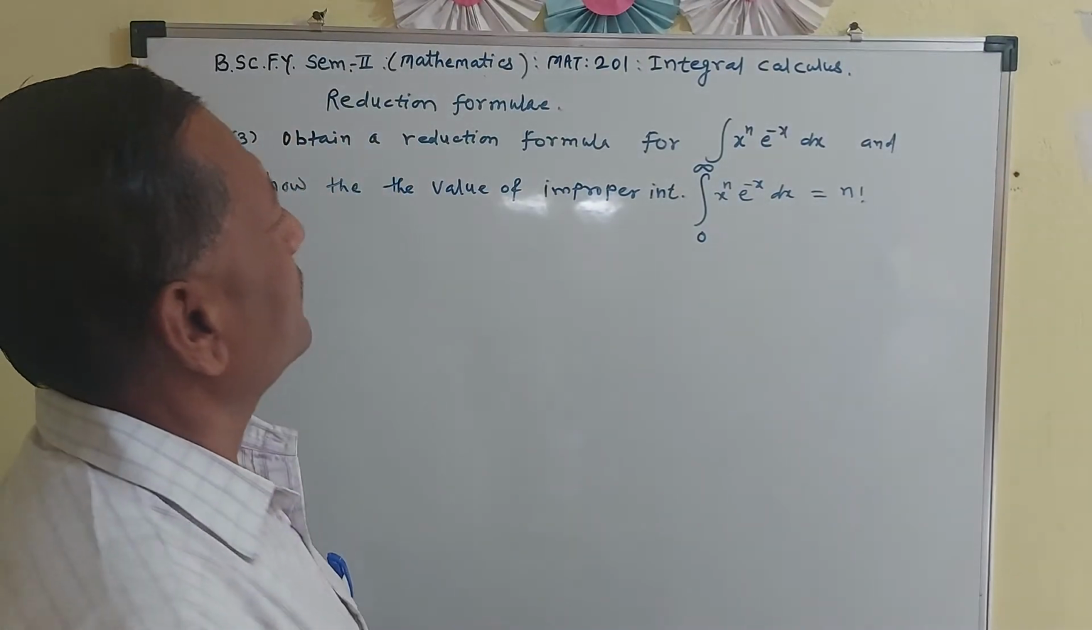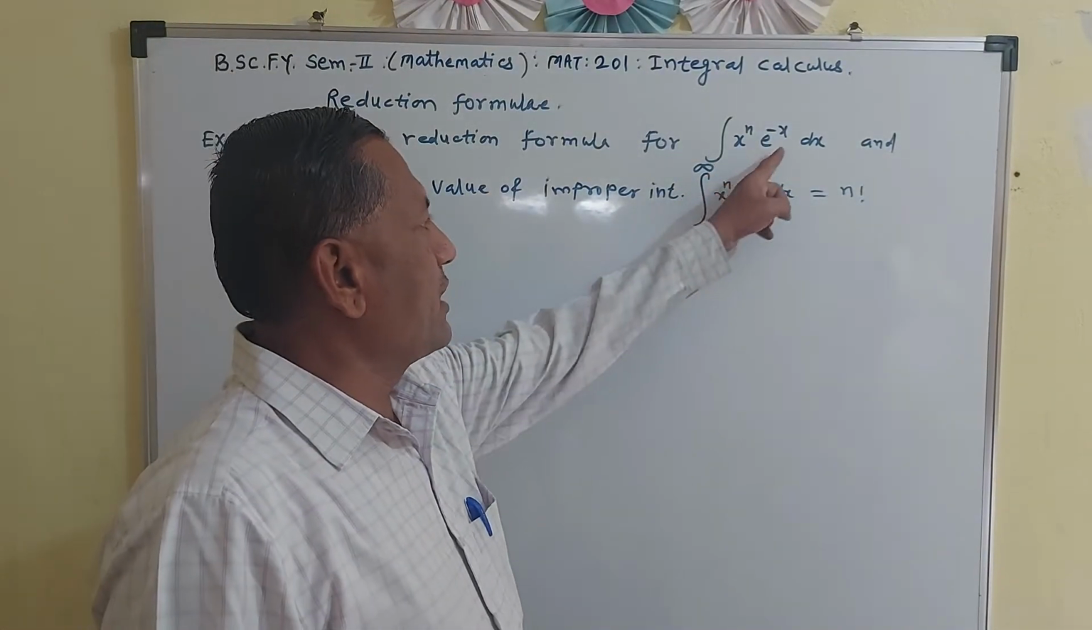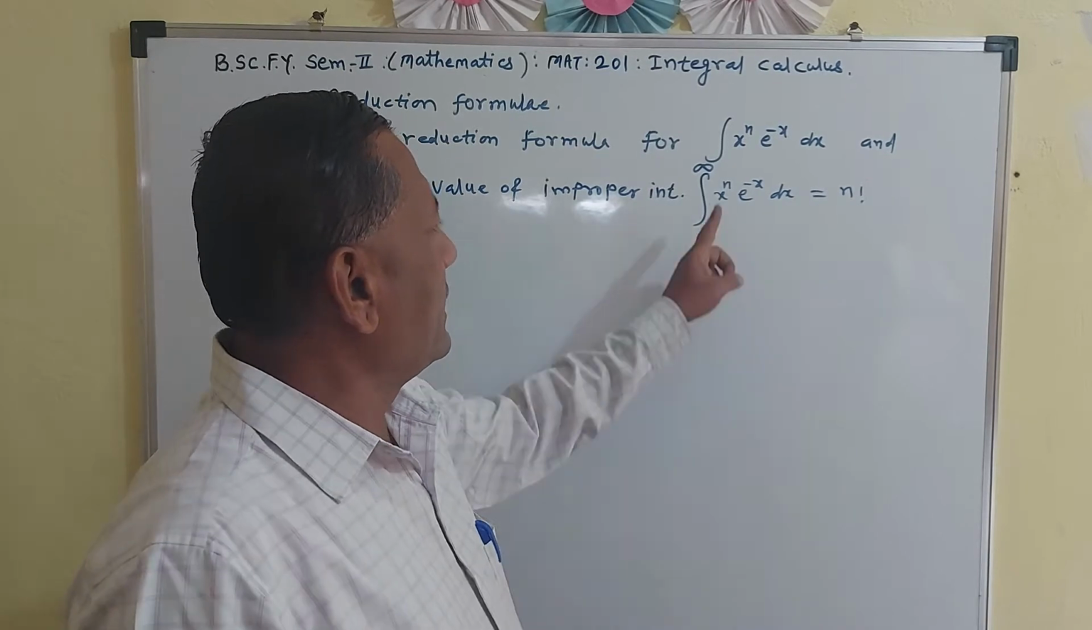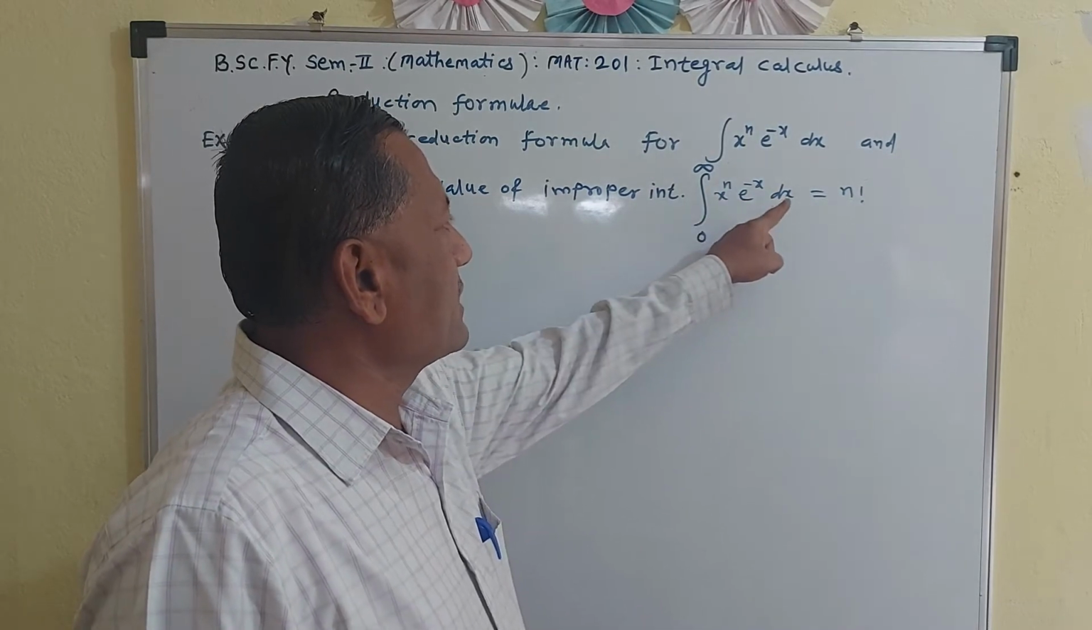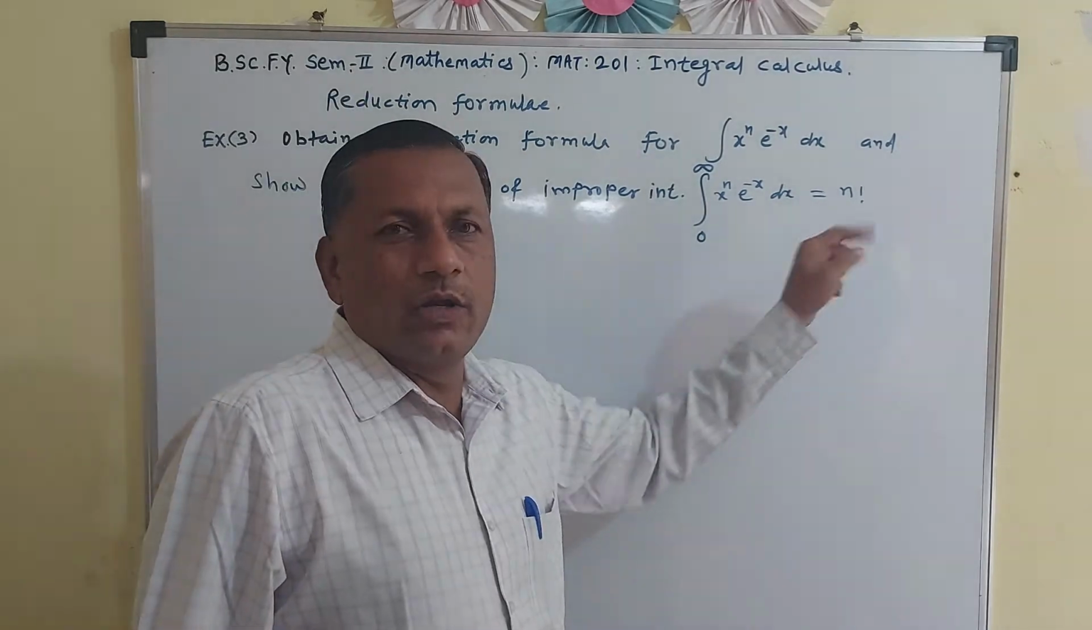Now first we see the reduction formula of integration of x raised to n into e raised to minus x dx, and then we see that the value of integration of x raised to n e raised to minus x dx is equal to factorial n.